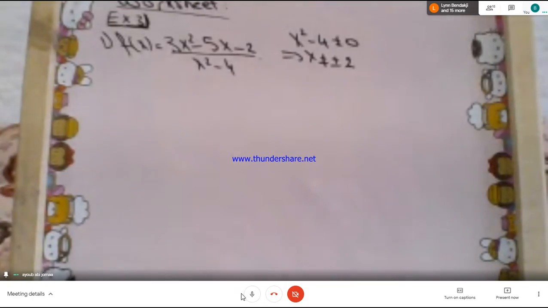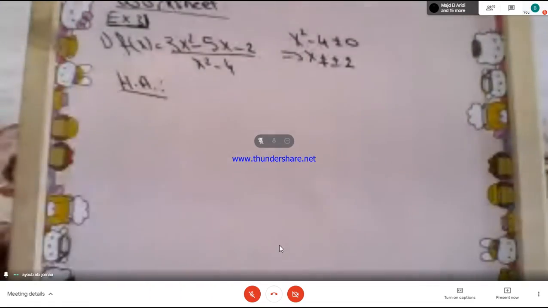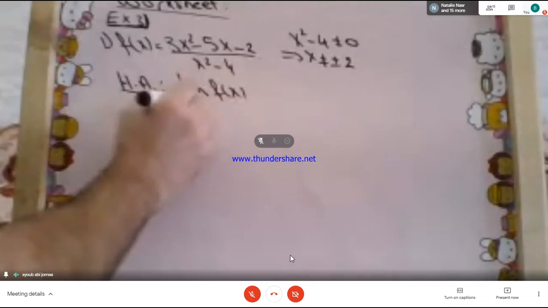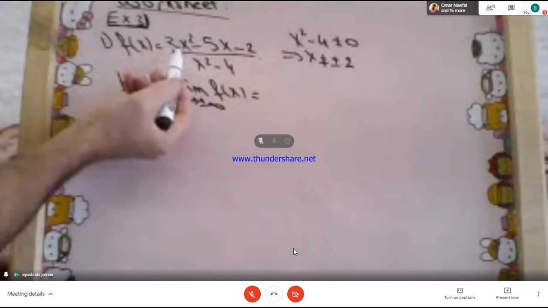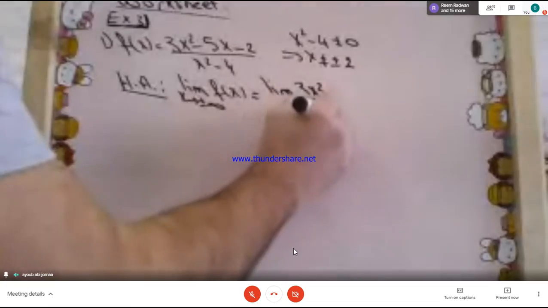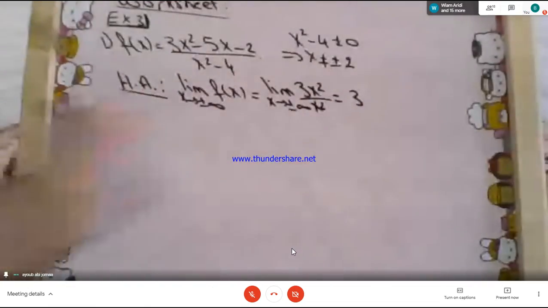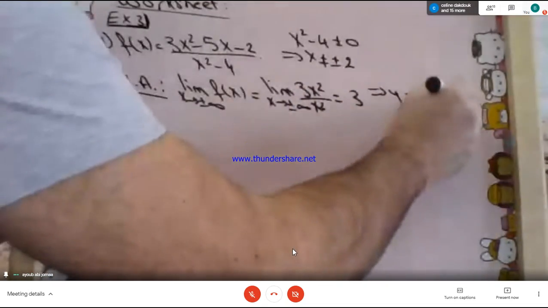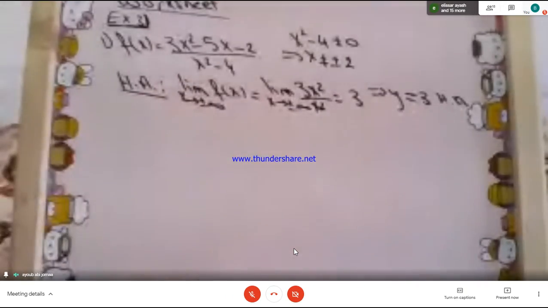Now for the horizontal asymptote. As you know, you have to find the limit as x approaches infinity. The limit of f of x as x approaches positive or negative infinity is the limit of 3x squared over x squared. The answer is 3. So here y equal 3 is the horizontal asymptote. To remind you again, if the limit at infinity is equal to a number, then y equal to this number is a horizontal asymptote.